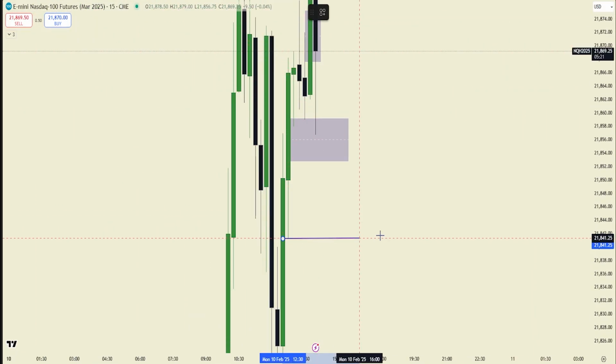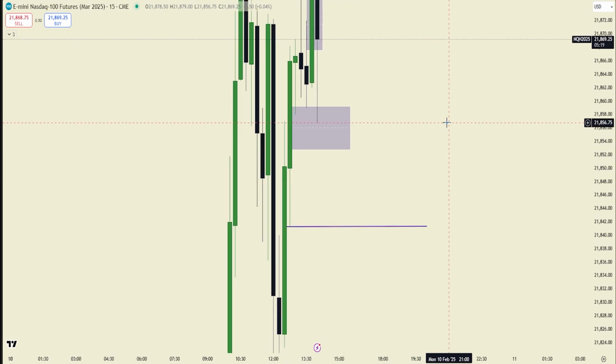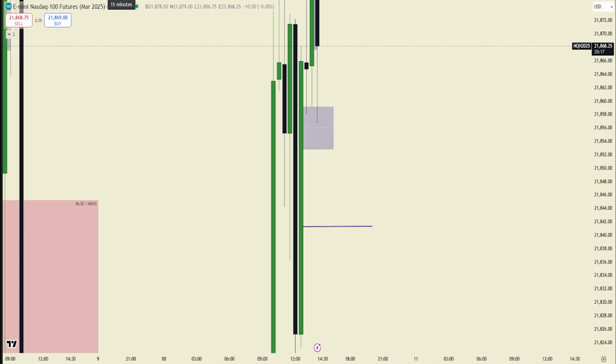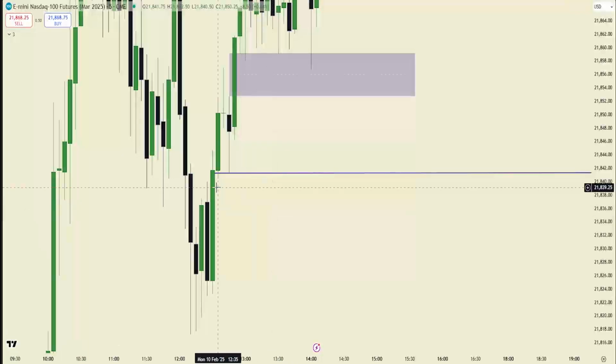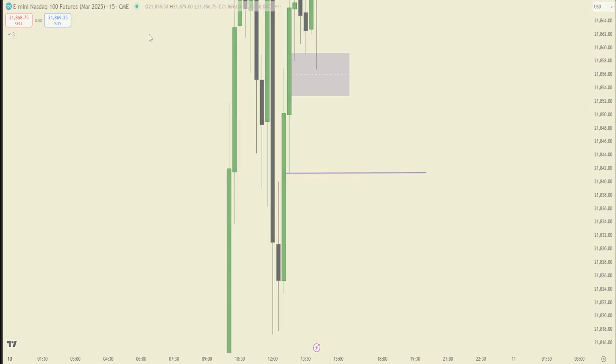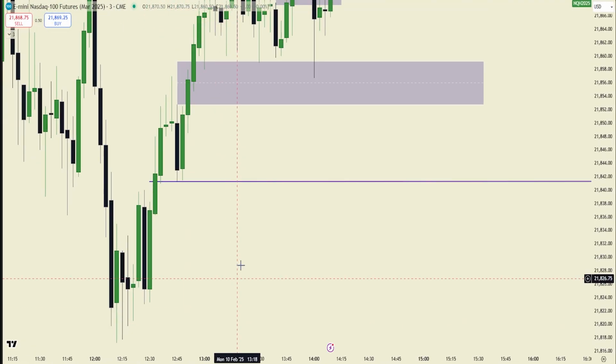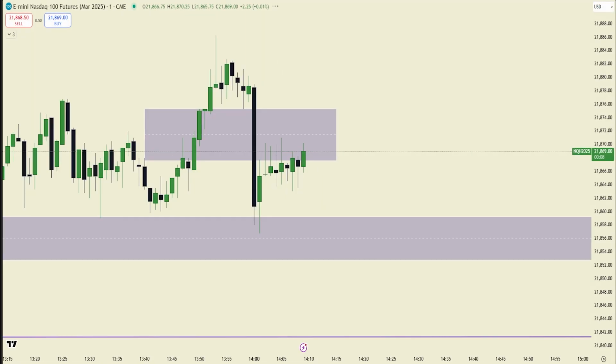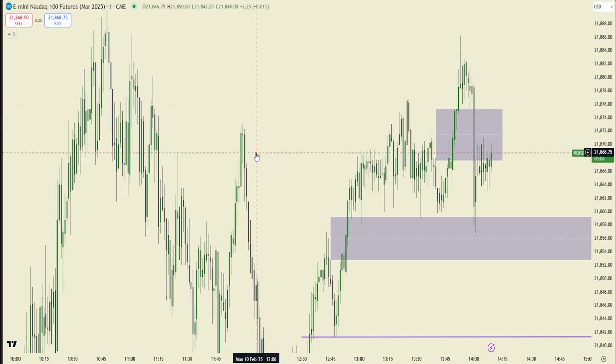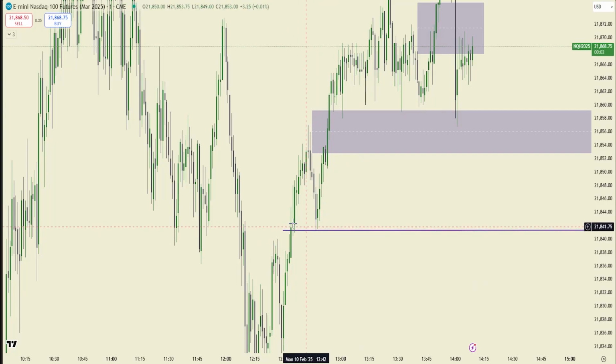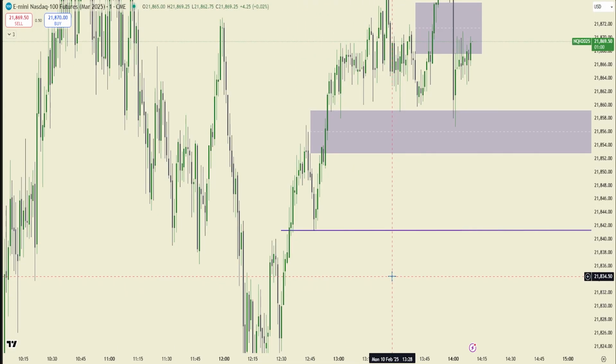After that gap breaks, I would expect price to go down to this 15-minute BISI here. And then if that gap breaks on the 15-minute, I would expect price to go to the lunch lows, or the next point of unfilled liquidity, which is obviously here, right? That low.